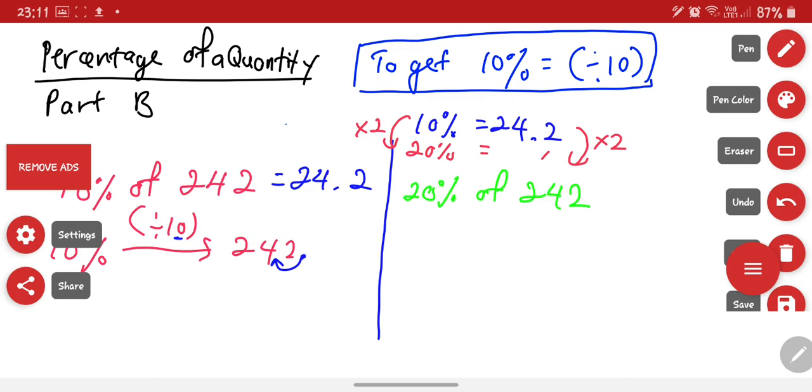So 2 times 2 is 4, decimal, don't forget. 4 times 2 is 8, and 2 times 2 is 4. So your answer is 48.4. Alright, this is 48.4. It will be the same for any kind of number.